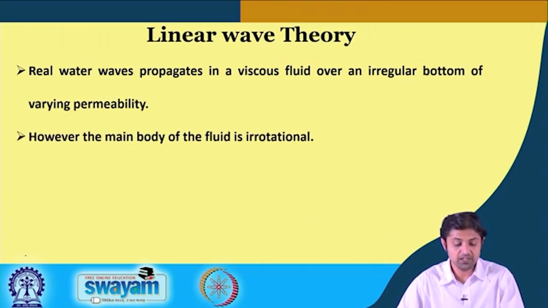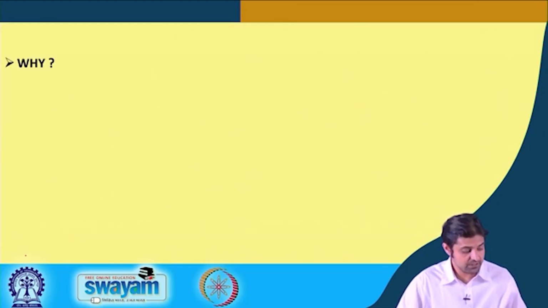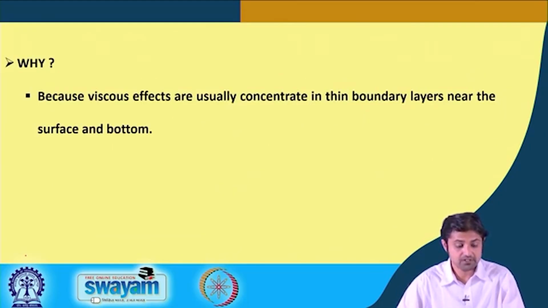However, we assume that the main body of the fluid is irrotational, because of the viscous effects, what we have learned in our laminar and turbulent and viscous fluid flow classes, is that the viscosity effects are limited near to the bottom. So above that bottom part, the main body of the fluid is irrotational, right? And what is the reason? Because, as I said, viscous effects usually concentrate in thin boundary layers near the surface and also the bottom, because the boundary layer will also be there at the surface.